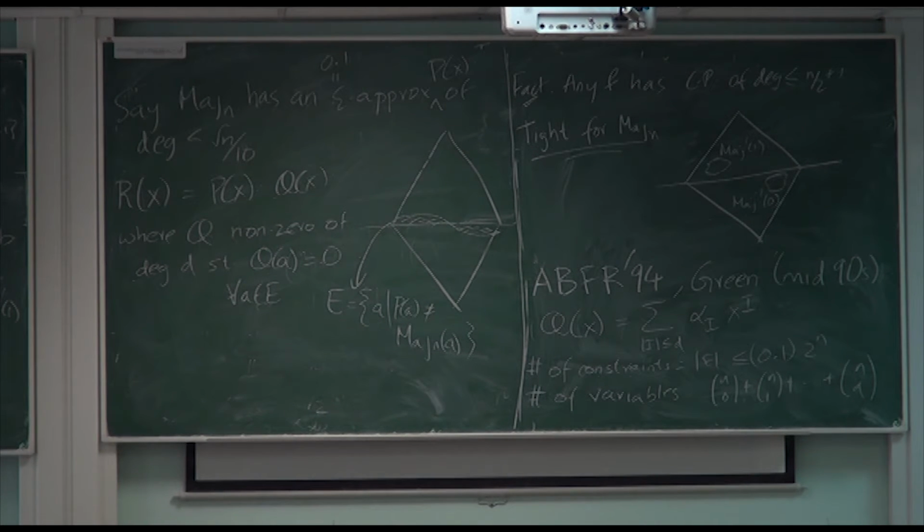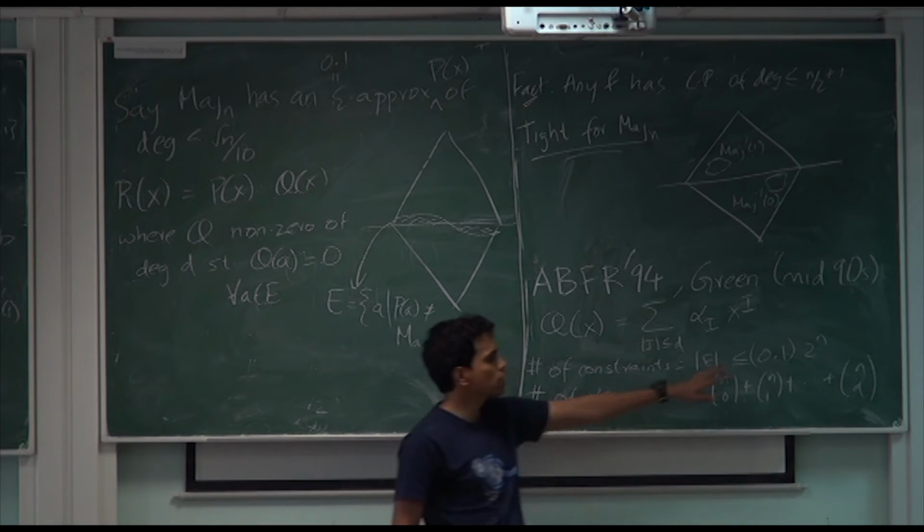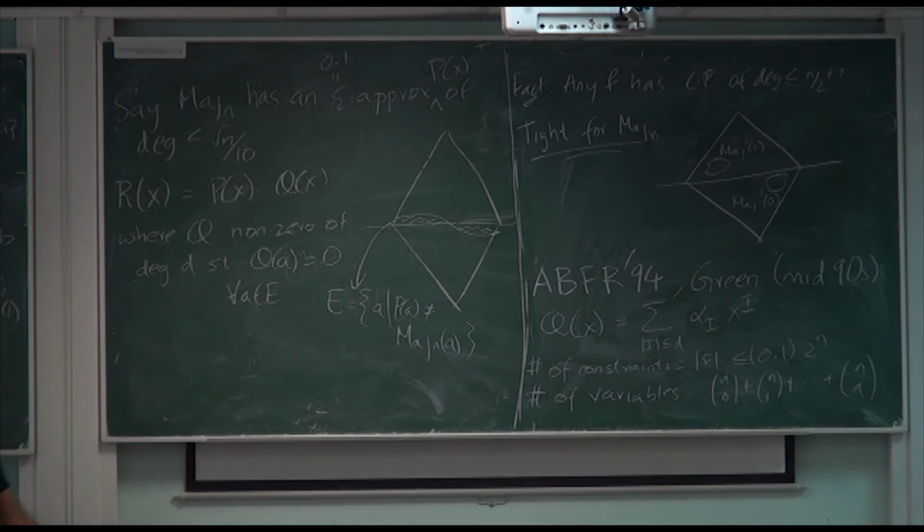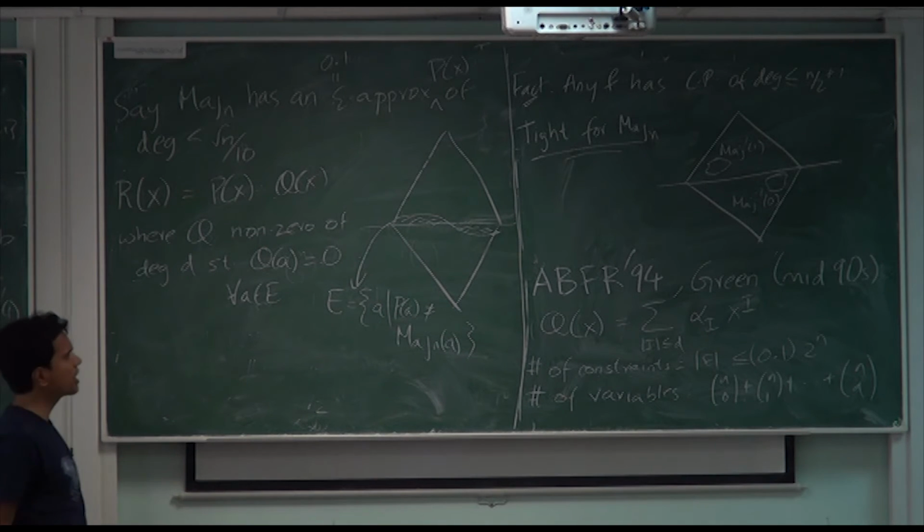All I need to do is choose my degree parameter d so that I have at least 0.1 times 2 to the n variables. Does it make sense? 0.1 times 2 to the n. Okay, good. So what's the degree parameter I need?